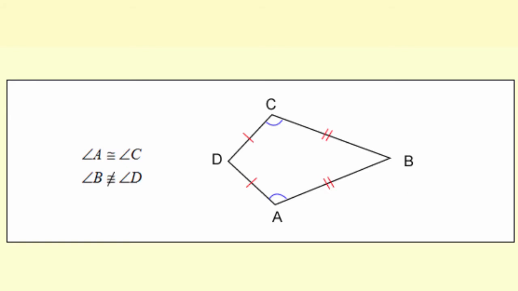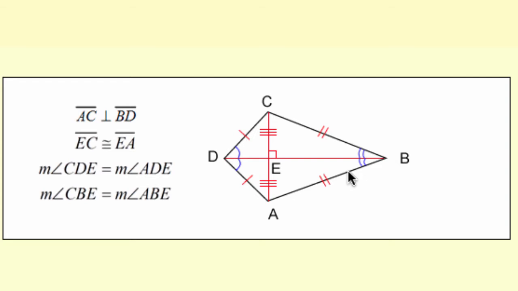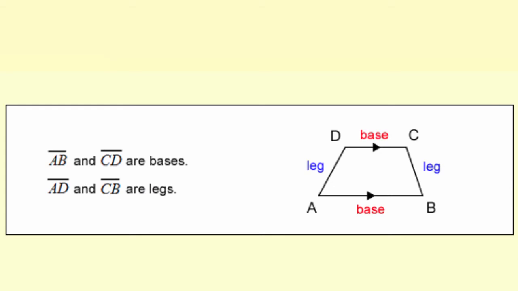And you'll see a video in this lesson how to construct a kite. You'll want to try that. Some more properties of a kite. The diagonals are perpendicular. One pair of diagonals bisects the pair of non-congruent angles, and also exactly one diagonal bisects the other. Trapezoid is a quadrilateral with exactly one pair of parallel sides.